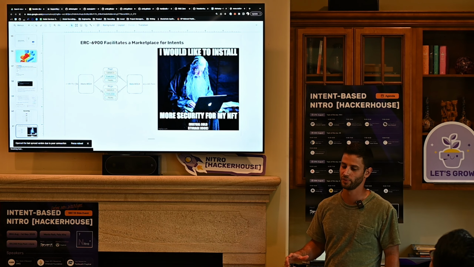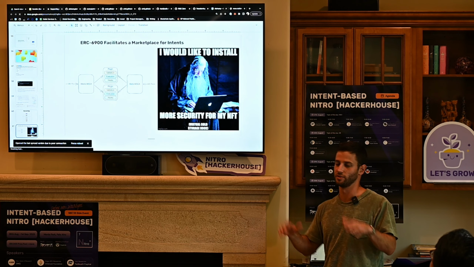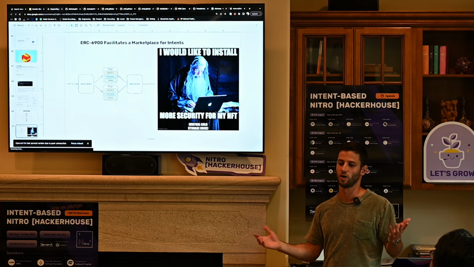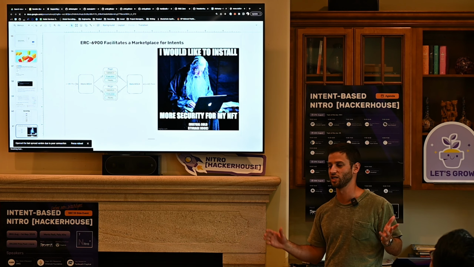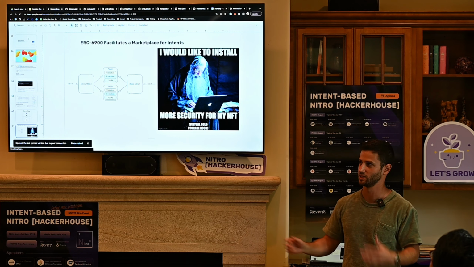Like, oh, I want to swap 1 ETH for 1,800 USDC on Uniswap on Arbitrum with this slippage parameter, and the whole concept of intent is, hey, I just want to swap my 1 ETH for as much USDC as possible. I don't care about the slippage. I don't care about the chain. I don't care about the protocol. Just give me the most USDC.